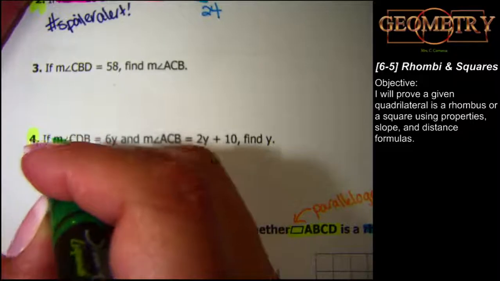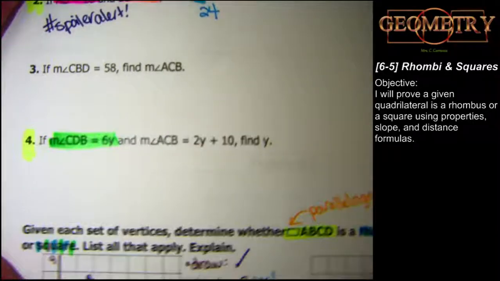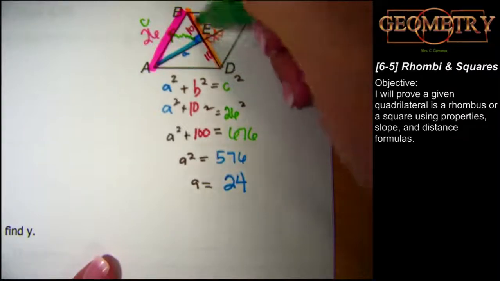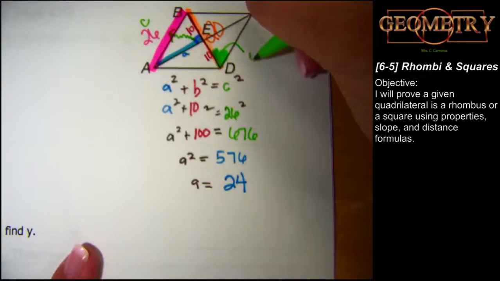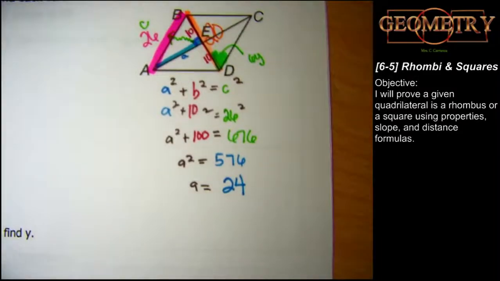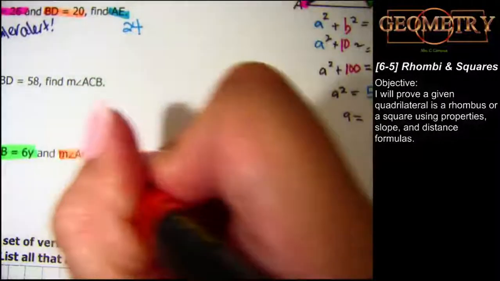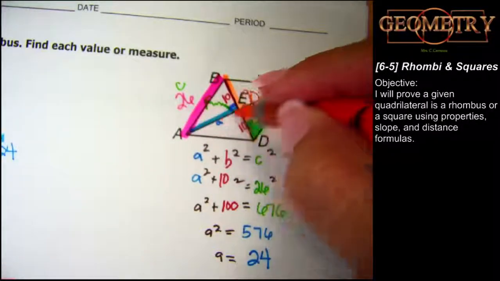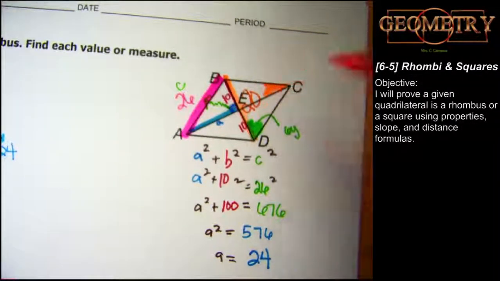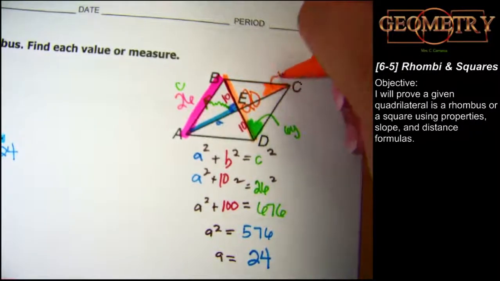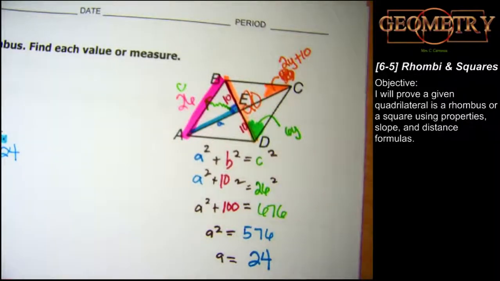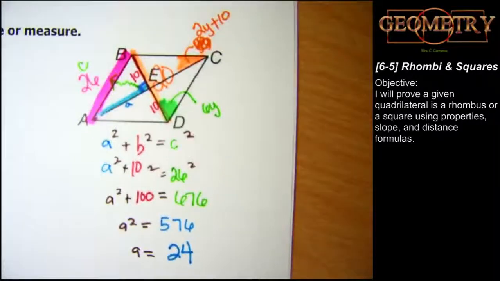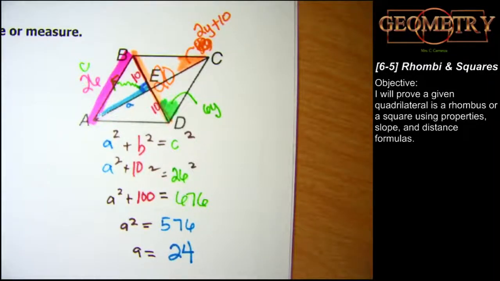We're looking at the measure of angle CDB. All right, back to my figure. CDB, that's this angle right in here. I'm told that the measure of that angle is 6y. And then I am told that the measure of angle ACB, this angle right here, is 2y plus 10. And from just that information alone, I need to calculate the value of y.